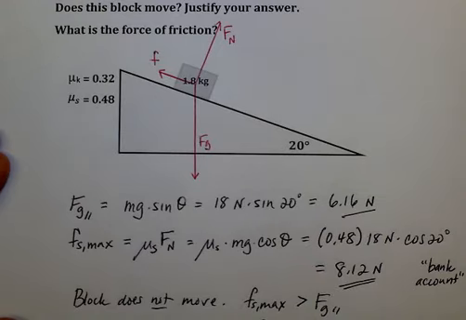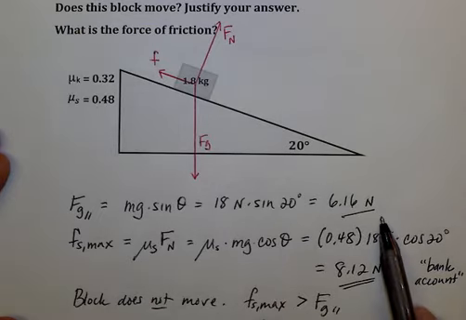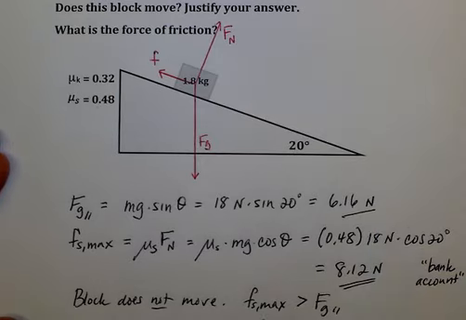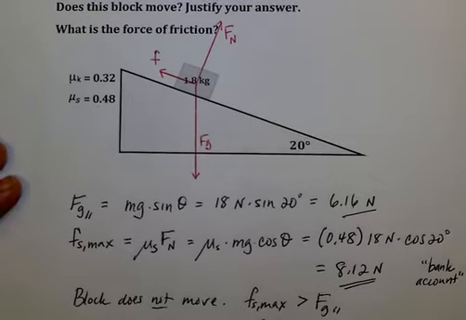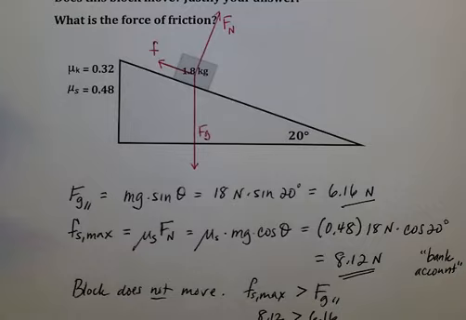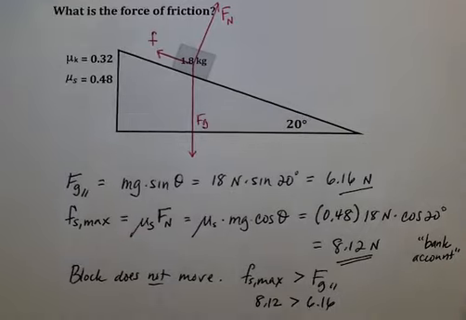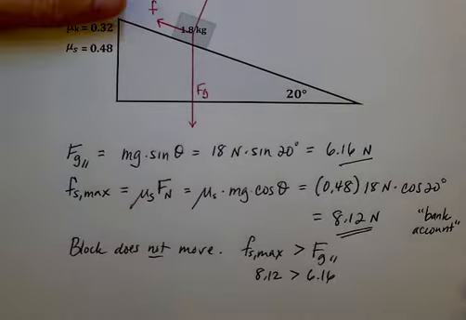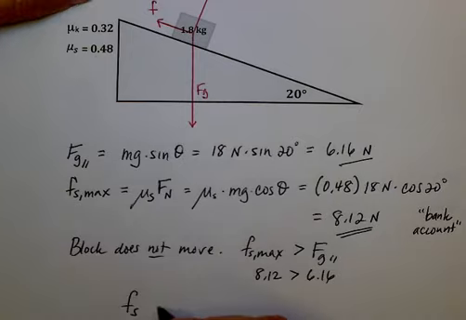Now, if I was talking about money like I was a second ago, if this was my bank account, and if it was going to cost me $6.16 to keep this block in place, would I pay $8.12? Well, no, I'd only pay enough to keep it in place. Same thing with friction. It only gives out what it needs to give out. And so the cost of keeping this object in place, the actual frictional force, is just going to be enough to counteract the parallel force, 6.16 newtons.